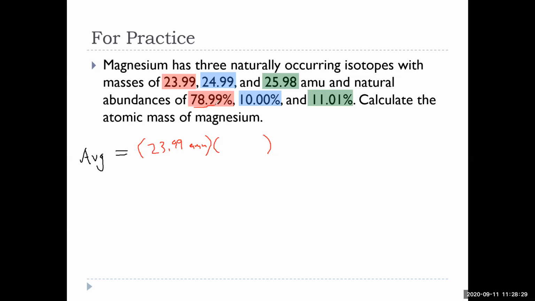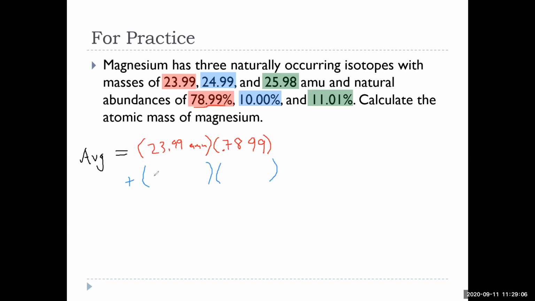We're given this number as a percent, but we do want to switch it to a fraction or a decimal instead. So we have this showing up 78.99% of the time. Just shift the decimal place 2 spots to the left to switch to that fraction instead of a percentage. A percent is per 100. We want to be per every 1. So 0.7899 times 23.99. All right. We want to continue doing our calculation here. We want to add this up, the same kind of idea, for each of our isotopes.